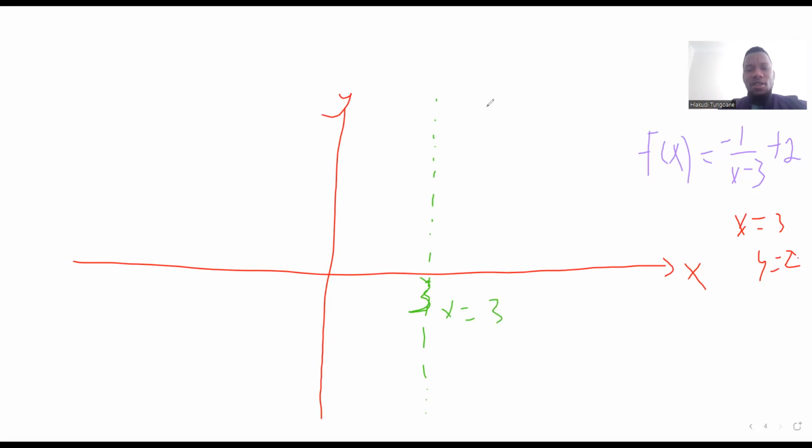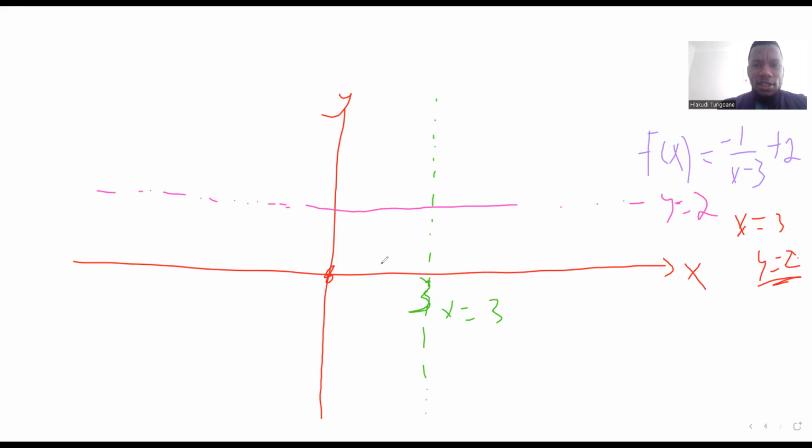And then we need to draw a horizontal one, y equals 2. That line there. y equals 2.